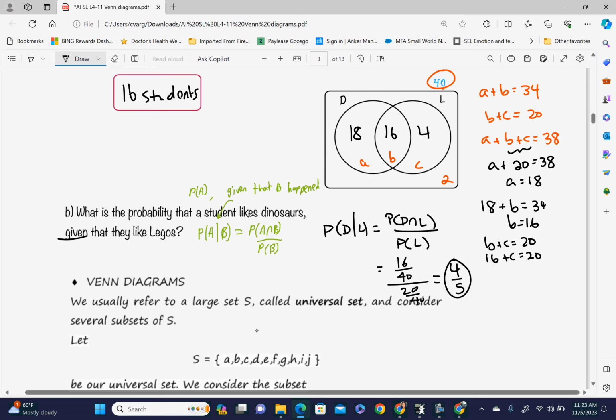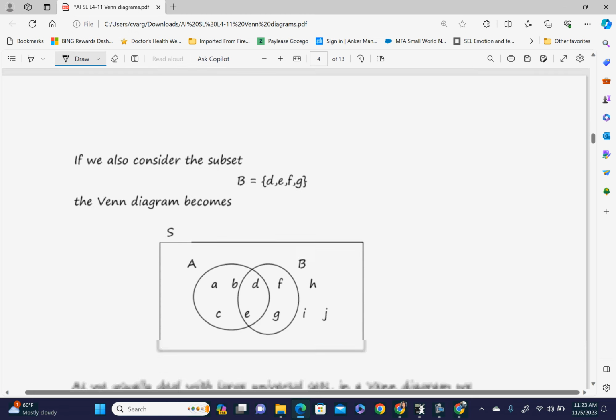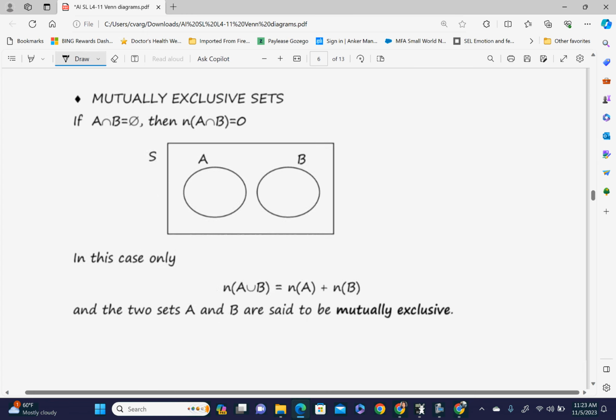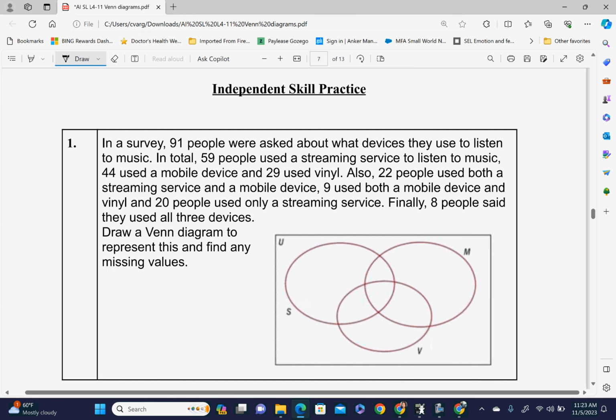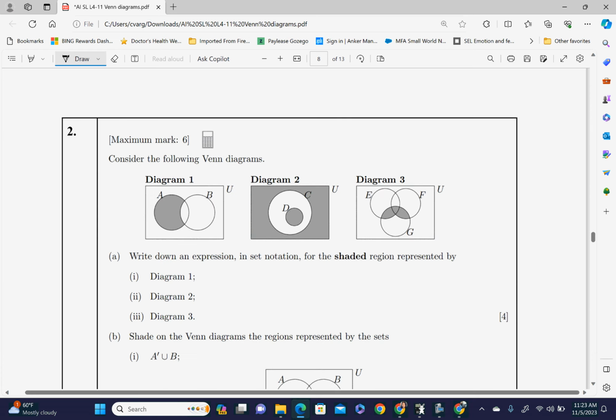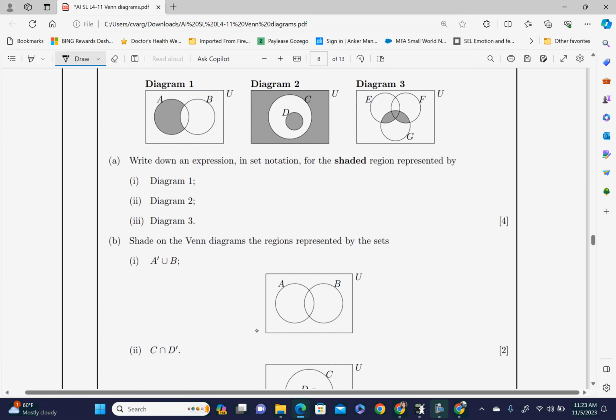All right. Go ahead and look at the problems that are here. Do the examples yourself. It does talk a little bit about mutually exclusive, and then it gives you some problems. So please do the problems. If you have questions, let me know. All right. Good job.